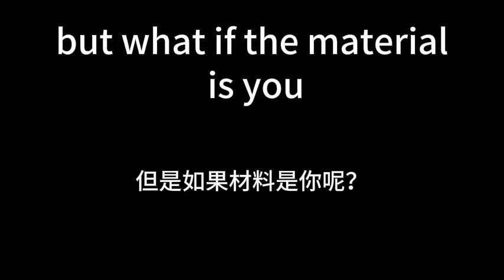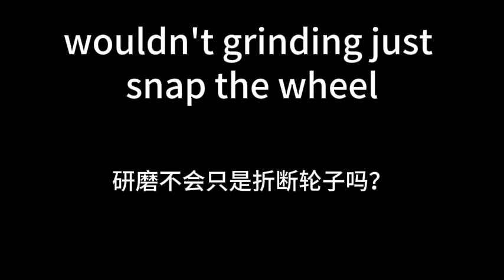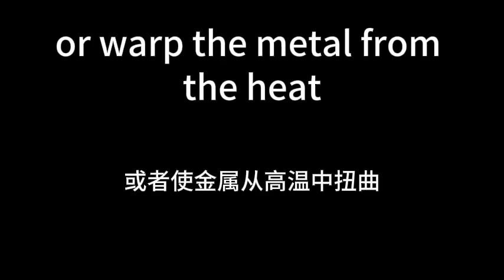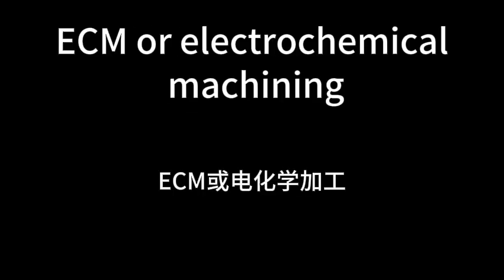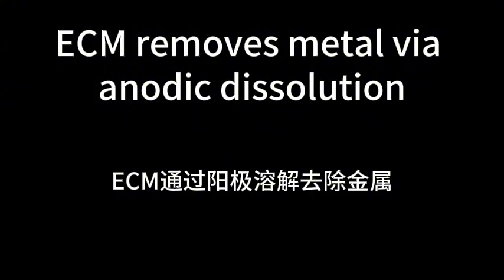Okay, so grinding solves the shaping problem. But what if the material is an ultra-high strength alloy? Wouldn't grinding just snap the wheel or warp the metal from the heat? It absolutely would, and that is exactly why engineers use ECM, or electrochemical machining. They just abandon physical cutting entirely. Wait, no cutting at all. None. ECM removes metal via anodic dissolution.